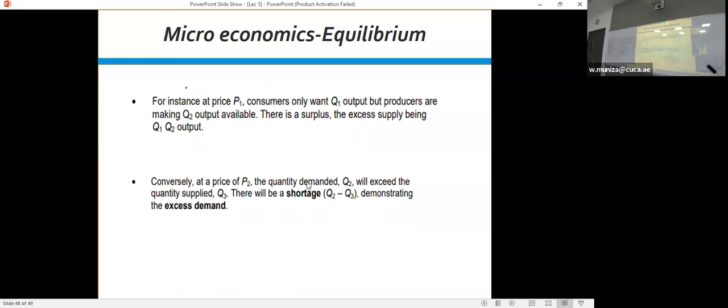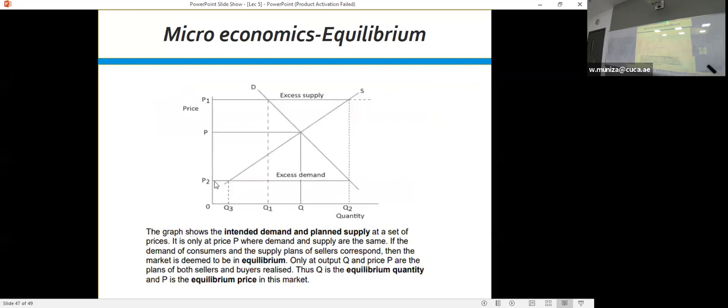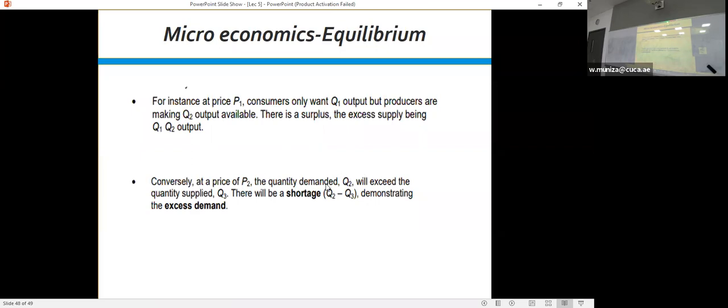So conversely, at the price P2, the quantity demanded is Q2. Is it? This one is the quantity demanded at P2. Am I right? This is the quantity demanded at this price. But what about the supply? Supply is this. So again, they are not the same. It will exceed the quantity supplied, Q3. This will be a shortage demonstrating the excess demand.